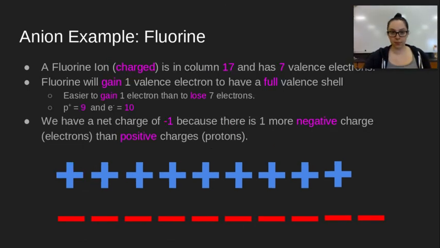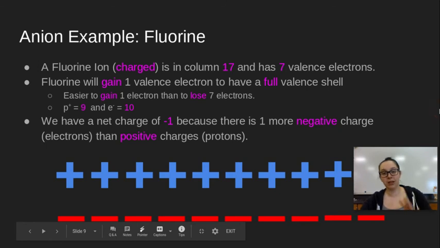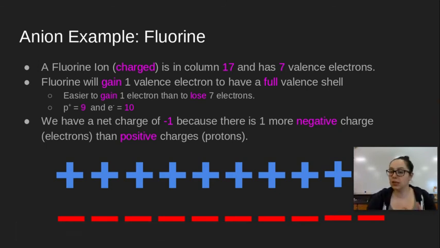So what happens? A fluorine ion, remember, atoms are neutral, ions are charged, is in column 17 and has 7 valence electrons. Fluorine would rather gain a valence electron to have a full valence shell than to lose 7. Taking away 7 electrons would take more energy than just gaining one. And actually, fluorine is the best at taking and attracting electrons. We'll talk about that in chemistry, but it's the best element that does that. So it's really going to take that 1 electron. It's very greedy. It wants all of the electrons to itself.